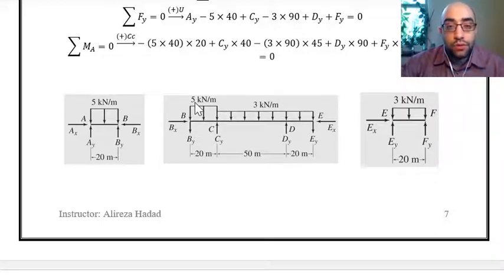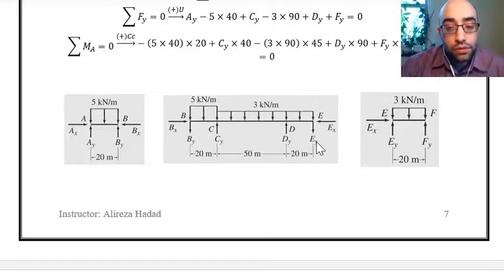As always, I'm going to assume positive is counterclockwise. So that will be minus 5 multiplied by 20. That is the total force, and then multiplied by 10, distance from center of the load to the point. Then I'm going to calculate the moment of each of these forces about point B, right? That is pretty straightforward. Cy multiplied by 20, that is positive because the moment is counterclockwise. Dy multiplied by 70 because the moment is counterclockwise.